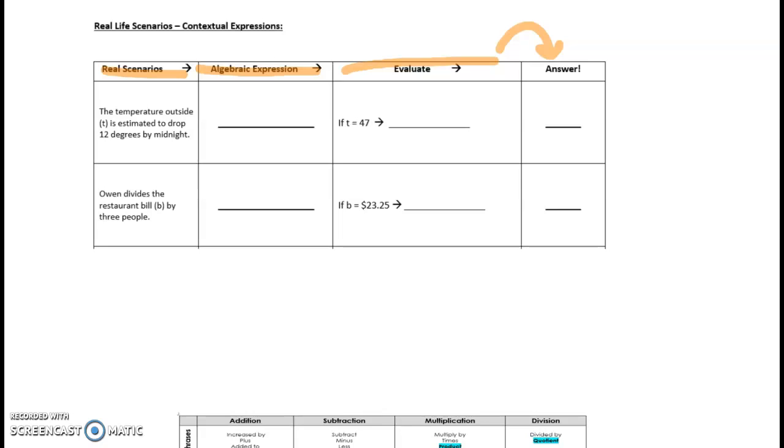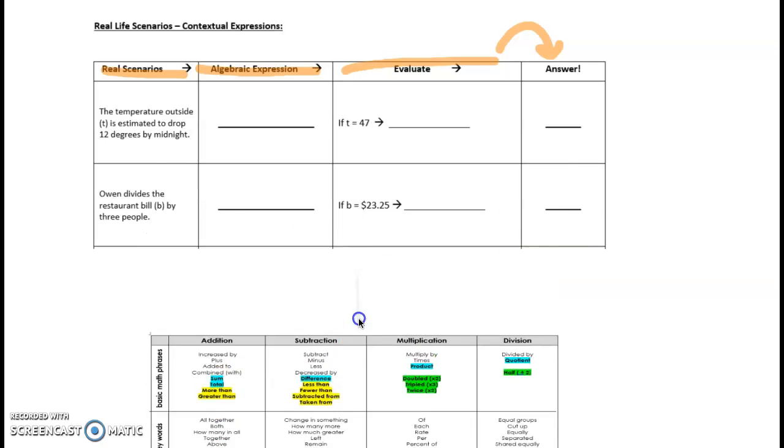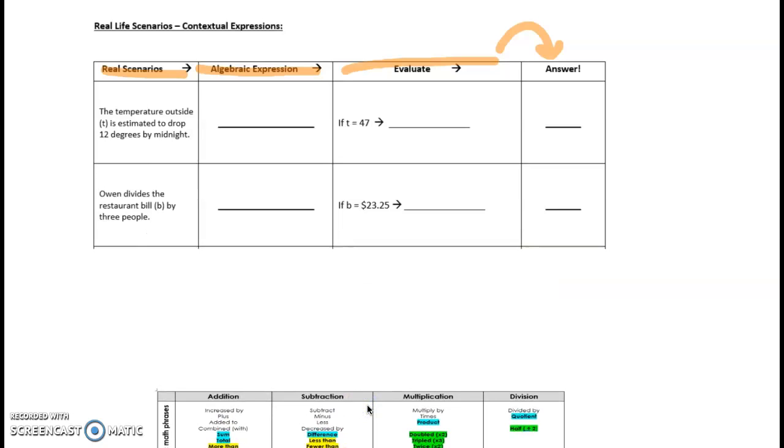All right, so the temperature outside is T, and it's estimated to drop 12 degrees by midnight. So drop, maybe you're familiar with it. You can always use your keyword chart, but drop means to subtract. So we're going to take our T and we're going to subtract. There's our temperature outside, and it's going to drop or be decreased by 12 degrees. That's our expression. Then we're going to evaluate it.